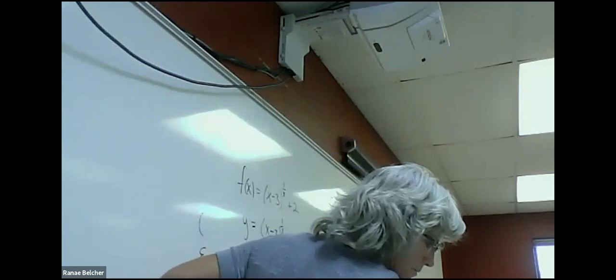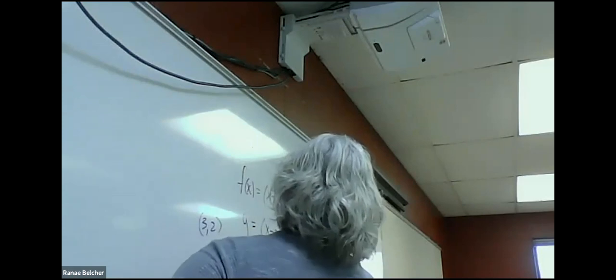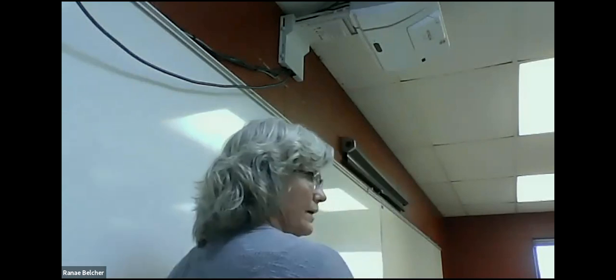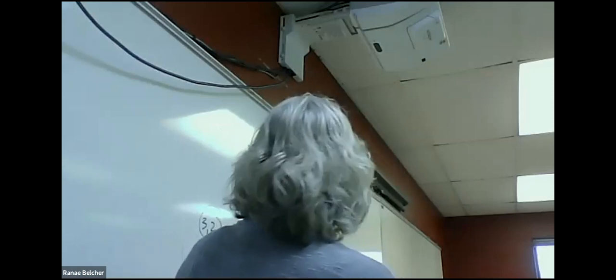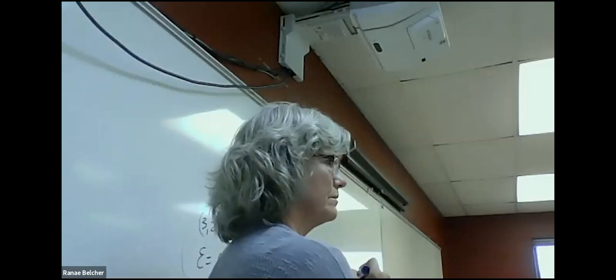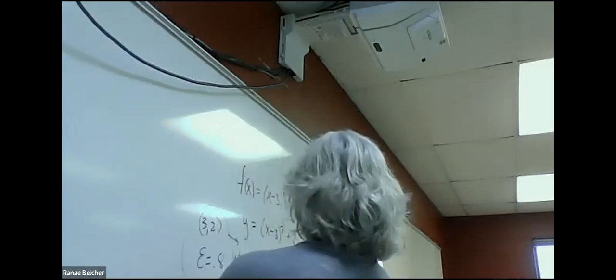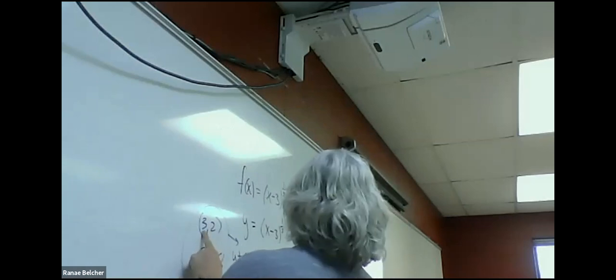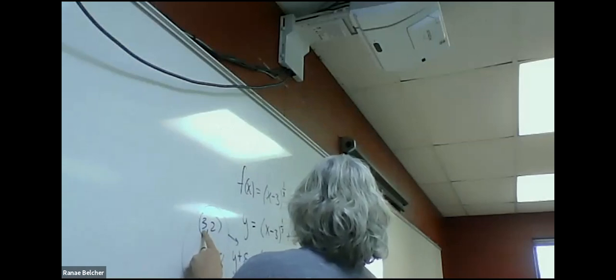Y is 2, your x value is 3. So you're going to plug all these values into this equation: the point and what epsilon is, and then all you have left is delta. Okay, so I would say 2 plus 0.8 equals, and x is 3 plus delta.